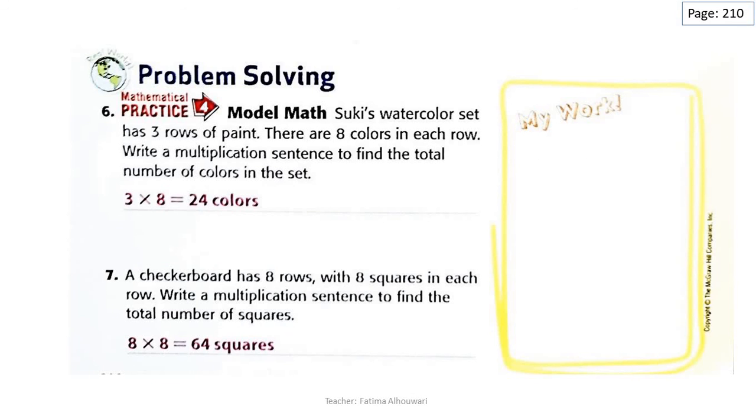Question number 6, the final answer is 3 multiplies 8 equals 24. And question number 7, 8 multiplies 8 equals 64 squares.